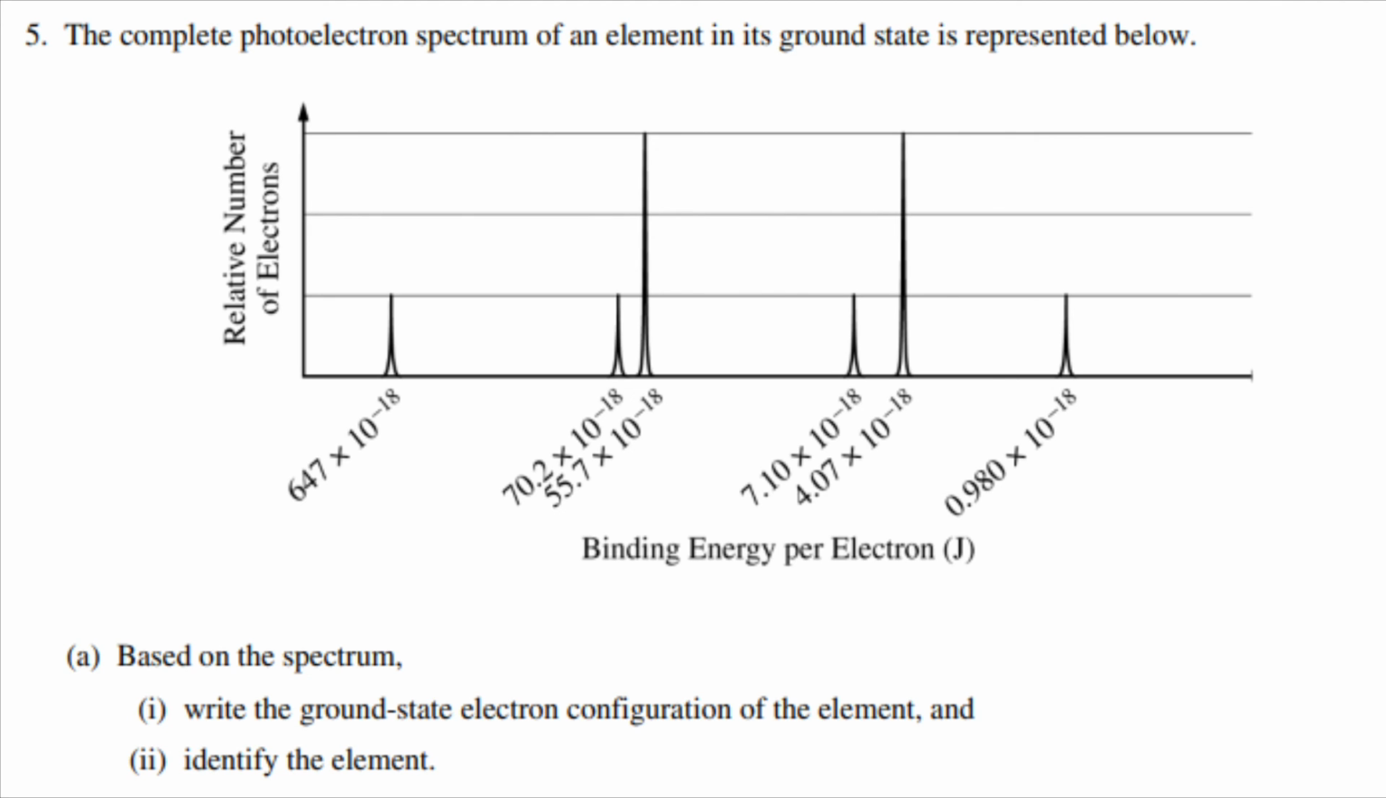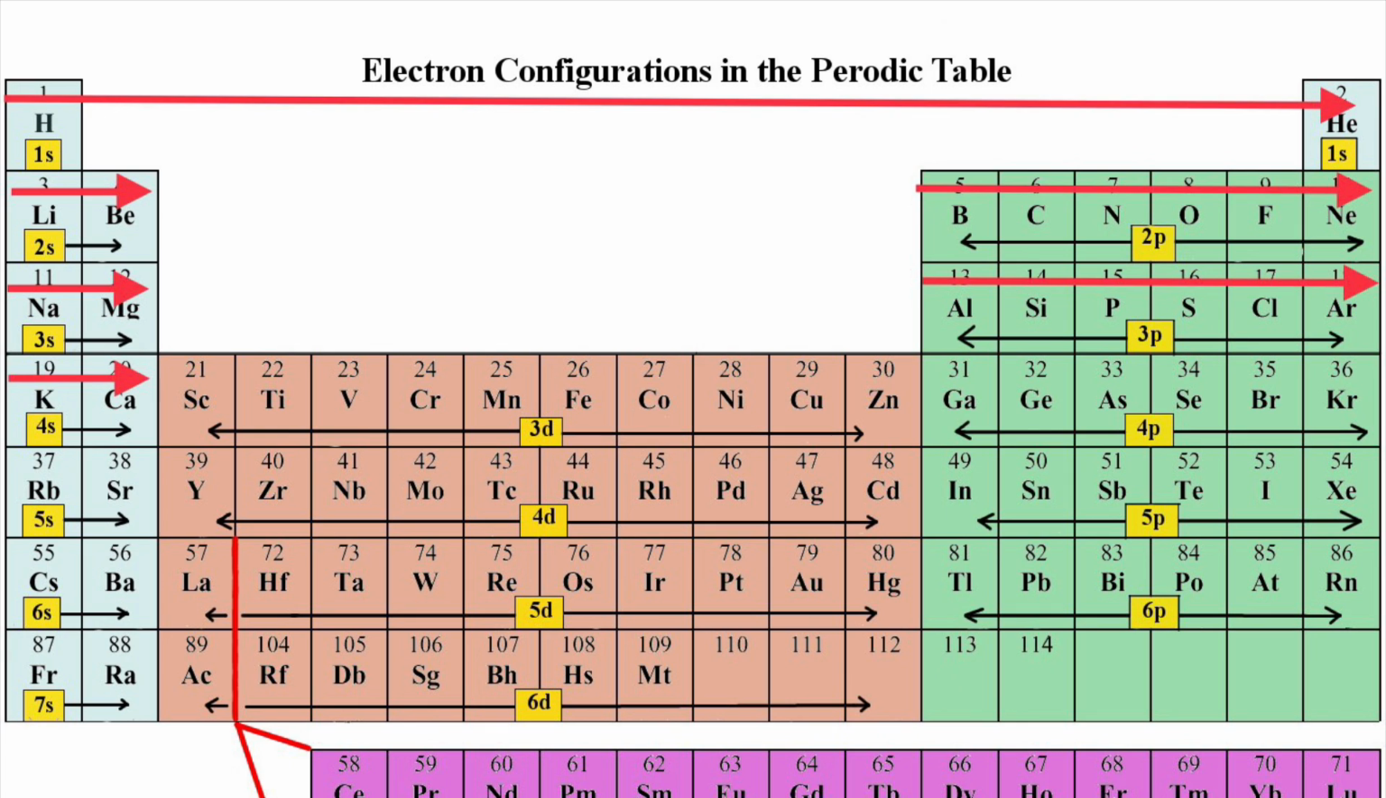Therefore, the electron configuration for this element is 1s, 2s, 2p, 3s, 3p, 4s. For section 2, we will use a periodic table to find what element has that electron configuration. From looking at the table, we can see that this element is calcium.